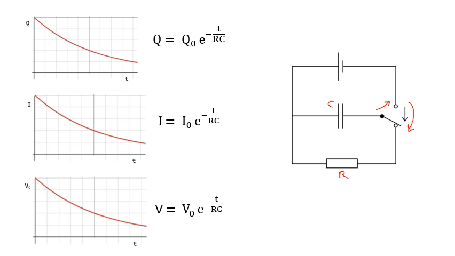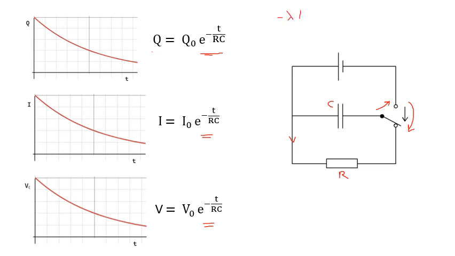Q is the charge on the capacitor, and that goes down exponentially with time. It's an exponential decay. The current flowing through the resistor will also go down exponentially. And the voltage across the capacitor, and in this case the voltage across the resistor, will also go down. Everything goes down exponentially, as e to the minus t over RC. Don't be confused with the radioactive decay. It was e to the minus lambda t.